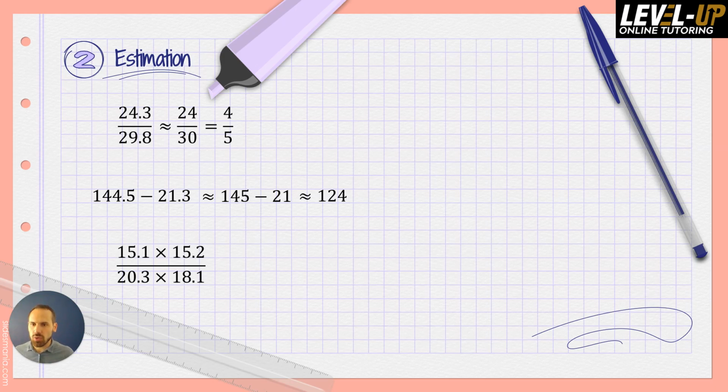And even with a much more complicated one here, where we've got multiplication on the top and bottom of a fraction, you see those two top numbers will both round down to 15, and 15 times 15 is 225. The bottom one will round to 20 times 18, which is 360, and then we simplify our fractions as always. We get this fraction.